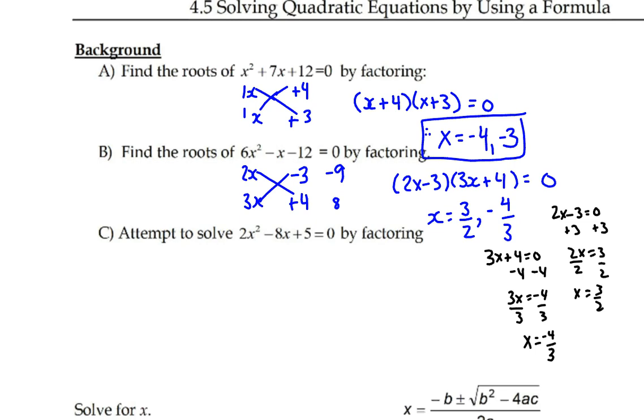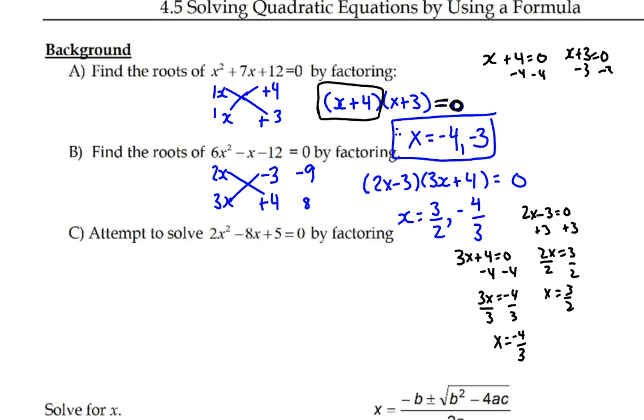Why didn't I use -4 and -3? Oh, okay, so we're really asking what value of x would make that factor equal to 0? Because we want a product where one of them is 0 so that they multiply to 0. So x plus 4 has to equal 0. -4, right? Same thing, x plus 3, what would make it 0? Subtract 3, x equals -3. Okay, so that's why it's the opposite sign. All right, the next guy.